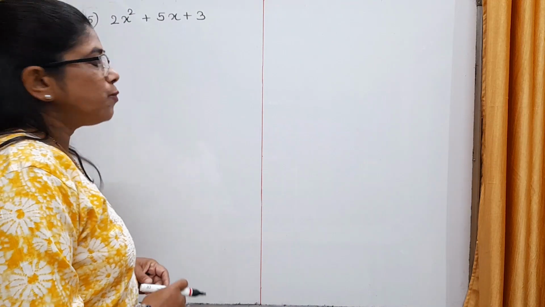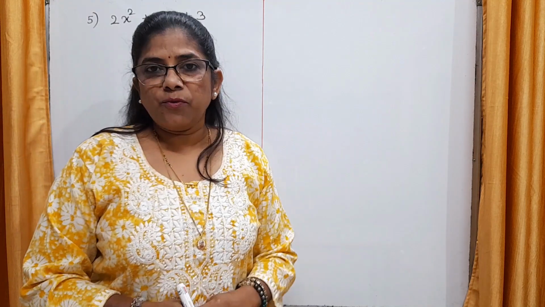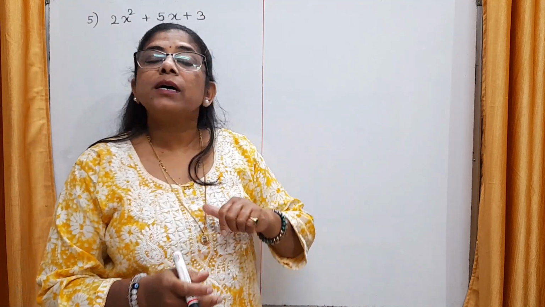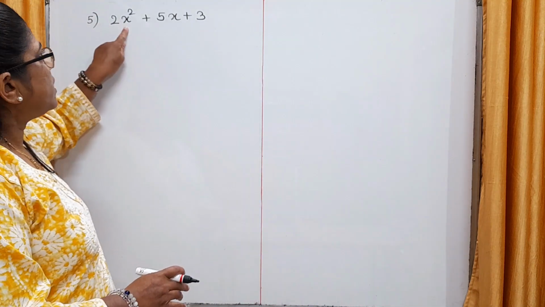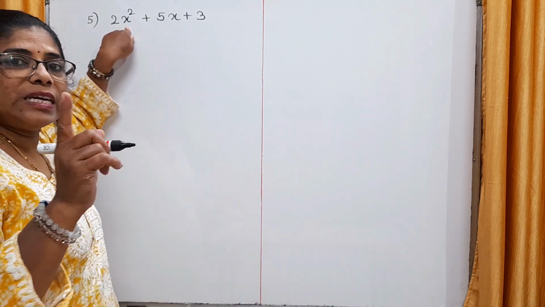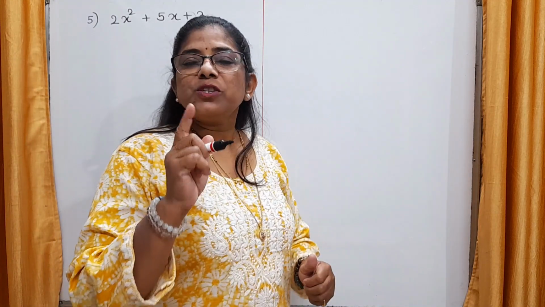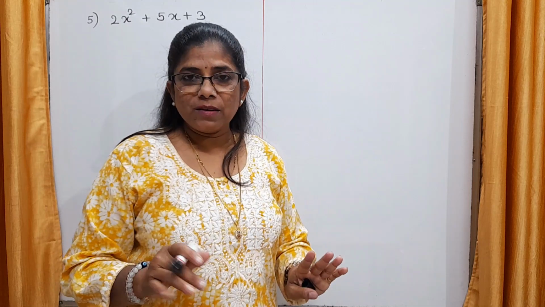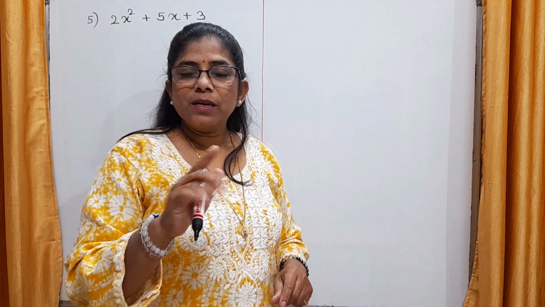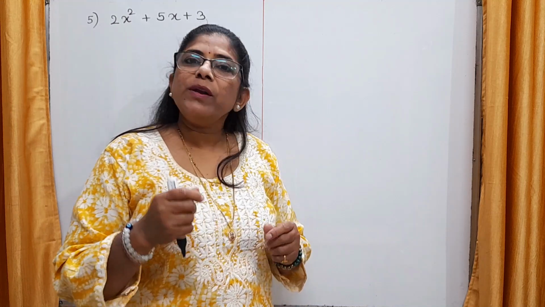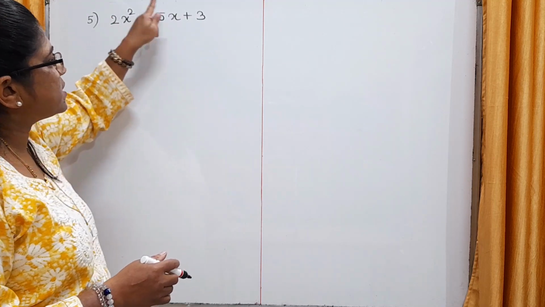Now here is our fifth example, 2x square plus 5x plus 3. Now what is the difference in this example and the examples which we already solved? In this case we have a coefficient for x square other than 1. In our previous cases the coefficient of x square was 1 everywhere. Check all the 4 previous examples. We had only 1 as the coefficient. As it is 1, we never write that 1. But here we have 2x square plus 5x plus 3.